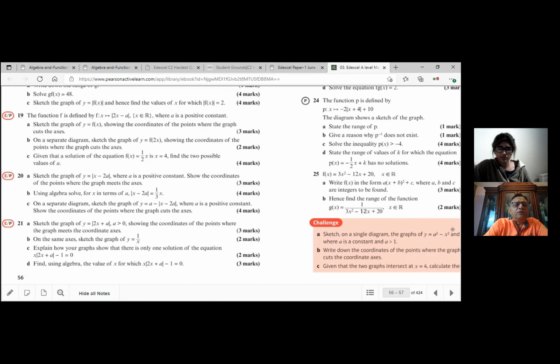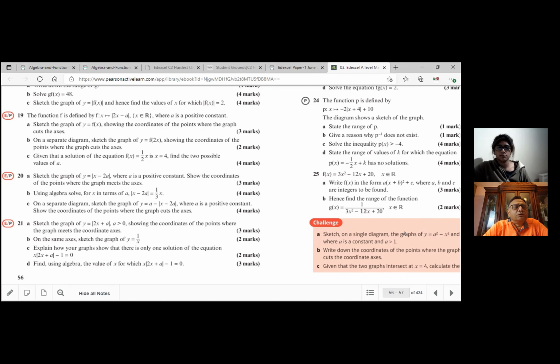Let's say question 20. What does it say? Okay. So it says sketch the graph of y equals the absolute function of x minus 2a, where a is a positive constant, and show the coordinates of the point where the graph meets the axes. Part B, using algebra, solve for x in terms of a, where the absolute function of x minus 2a equals a third x. And then C would just be on a separate diagram, sketch the graph of y equals a minus x, absolute function of x minus 2a.